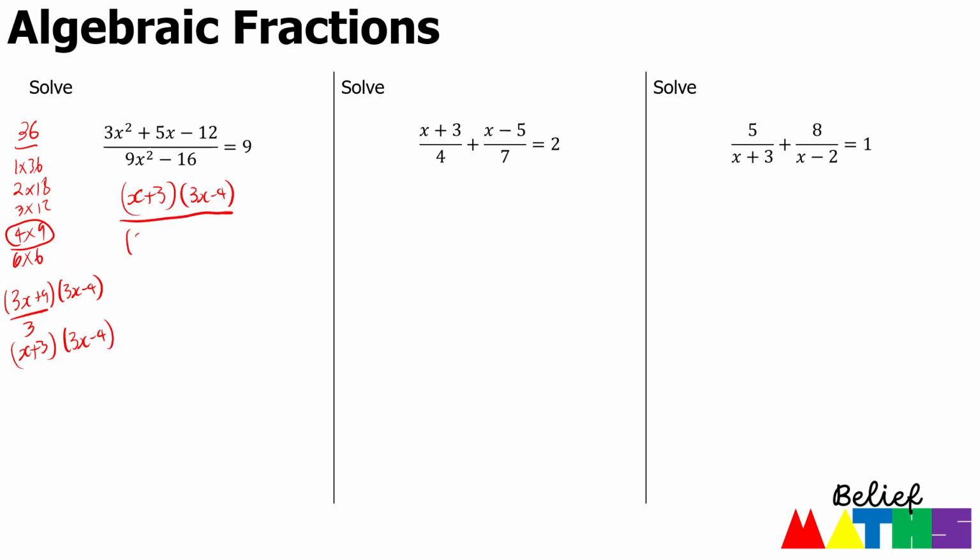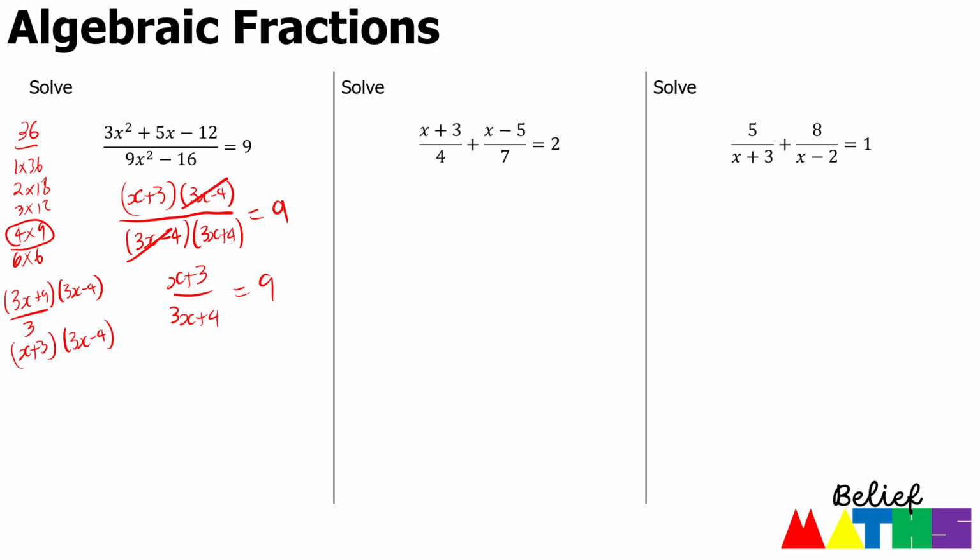So square root of 9 is 3, so 3x. Square root of 16 is 4. So 3x minus 4, 3x plus 4. And that's equal to 9. We can simplify that down then, and we get x plus 3 over 3x plus 4 is equal to 9. And now we can just solve that.